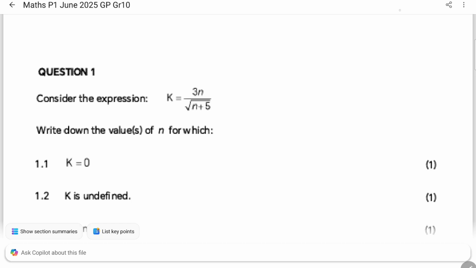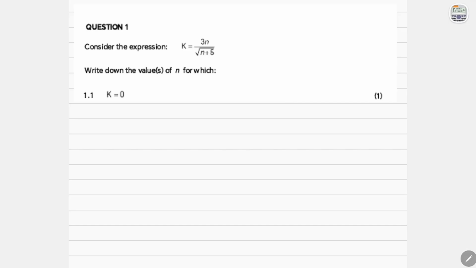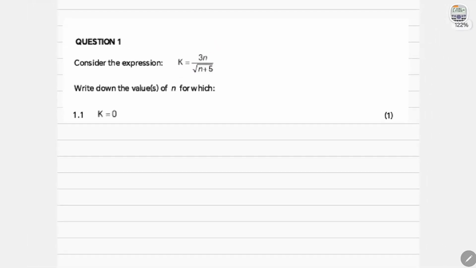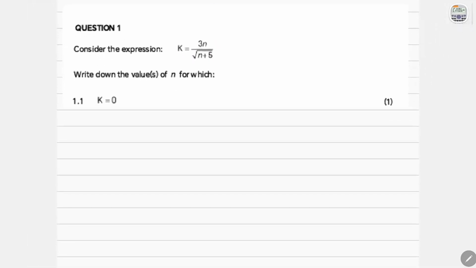In this video, we will be working on the Mathematics Paper 1 for June 2025, and this is specifically from the Gauteng province. Question 1 says, consider the expression, and we are given k equals 3n over the square root of n plus 5. And we need to write down the value or values of n for which, and the first question is for which k is equal to 0.